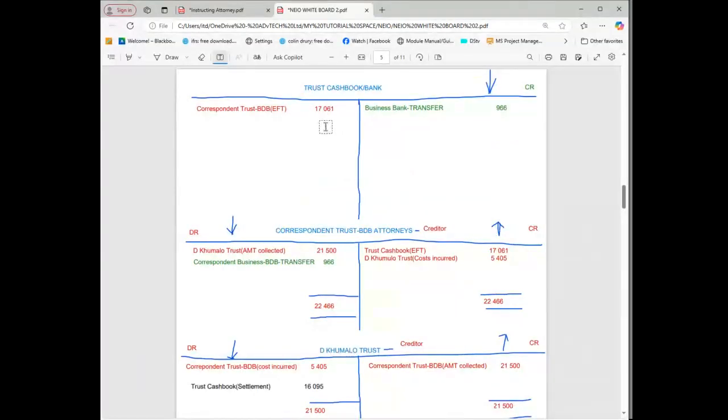Under which side must I record in the trust cash book? The trust cash book will be the credit side. What will be the contra? The contra account would be D Kumalo Trust. And then we'll say settlement as well. And we put 16095. Perfect.